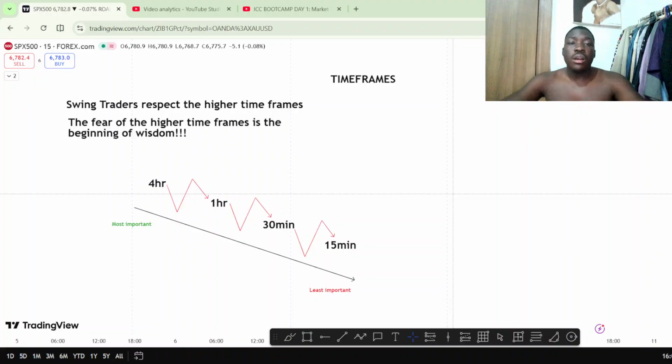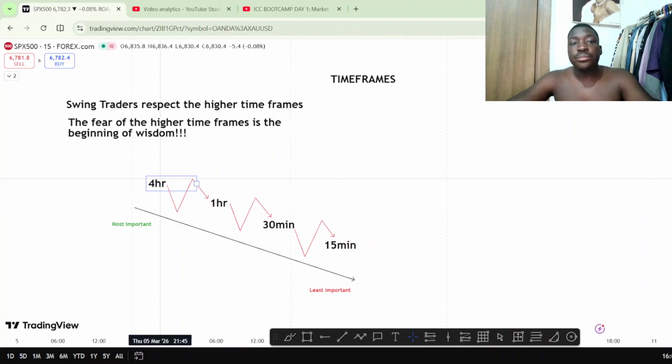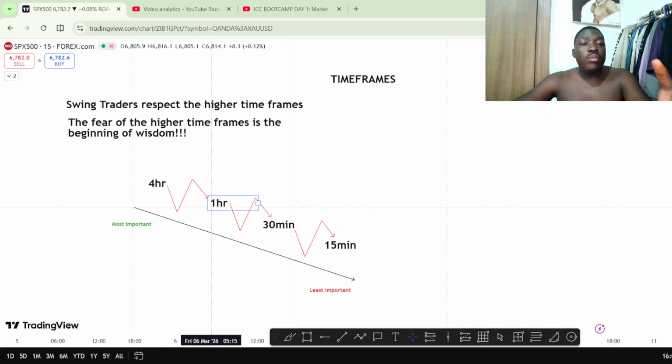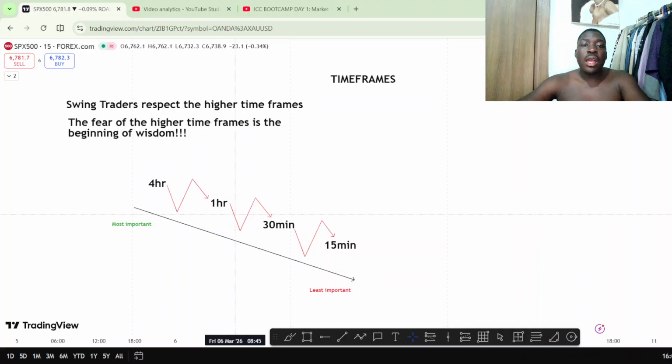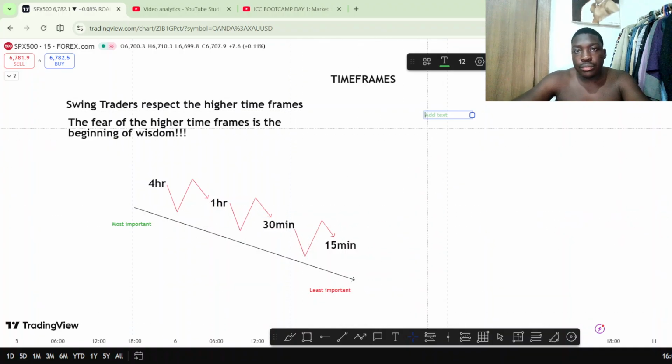We find our market structure on the 4 hour. We find our bias on the 4 hour and kind of a market structure. We mark up our major market structure on the 1 hour and our indication level on the 1 hour. And we find our entries on the 30 minutes and 15 minutes. Cool. I'll write that down.